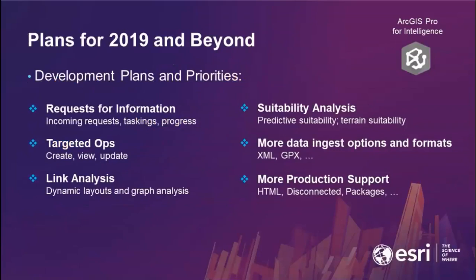So what are the plans from Esri for development and priorities for 2019 and beyond for this application? The first two web-based solutions that Esri will work on are request for information and targeted operations. Request for information would be a collection of tools, maps, and apps that will process incoming requests and help you track tasking and the progress of these requests.